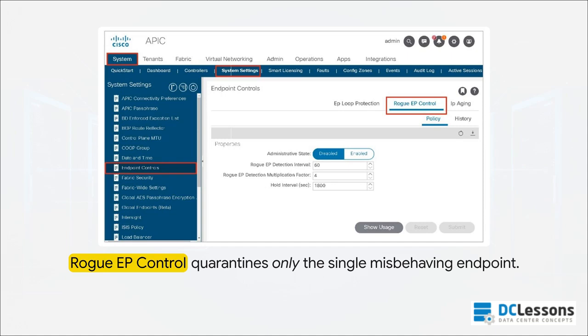It doesn't bring out a sledgehammer, no. Instead, it uses a scalpel. It surgically quarantines only the offending endpoint. It locks that endpoint's location, it raises a specific fault so you know what's going on, and most importantly, it lets all the other services on that port keep running without a single interruption.